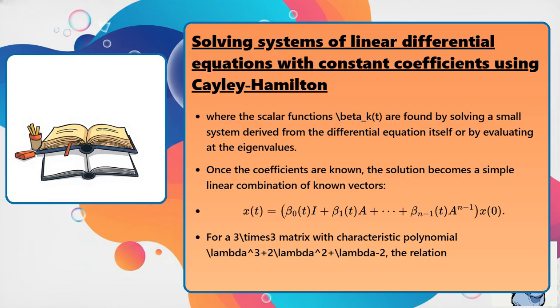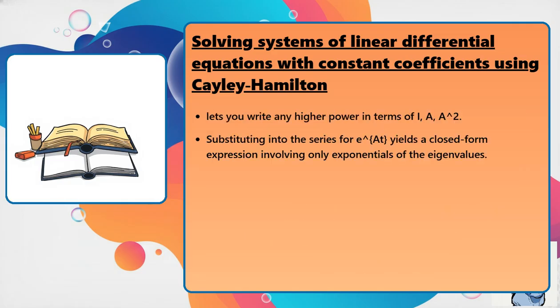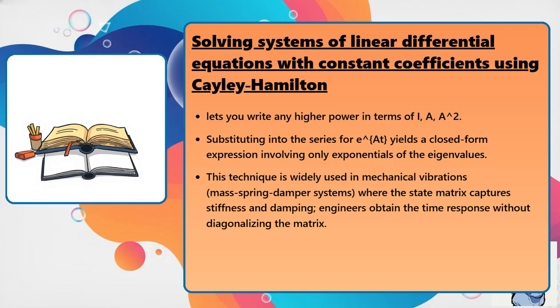For a 3×3 matrix with characteristic polynomial lambda cubed plus 2 lambda squared plus lambda minus 2, the relation A cubed equals -2A squared minus A plus 2I lets you write any higher power in terms of A squared. Substituting into the series for e to the At yields a closed-form expression involving only exponentials of the eigenvalues. This technique is widely used in mechanical vibrations, mass-spring-damper systems, where the state matrix captures stiffness and damping. Engineers obtain the time response without diagonalizing the matrix.